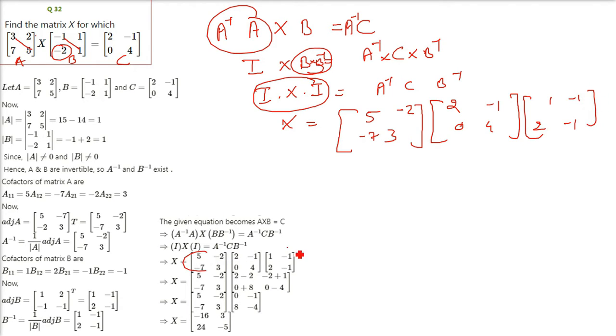Okay, let us multiply these three now. I hope you will be able to multiply. Multiply two of them, multiply the result with the third one, and let me tell you the final result, that is going to be minus 16, 3, 24 and minus 5. This is your final answer.